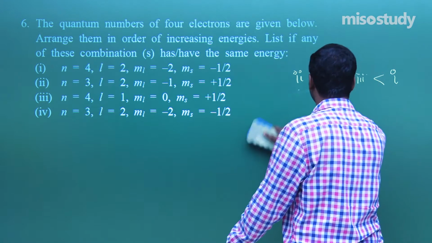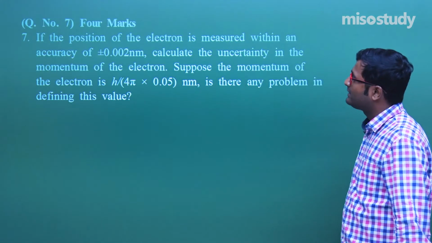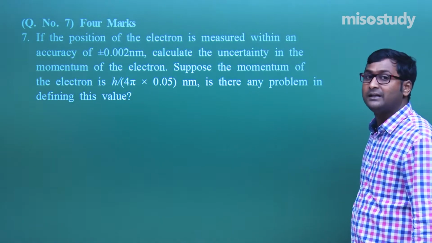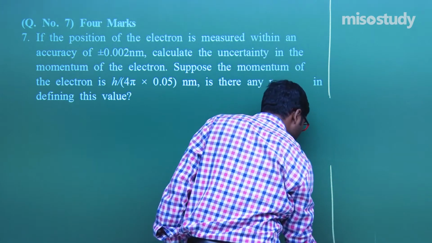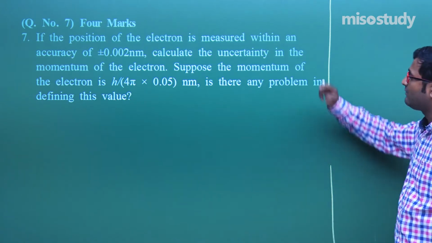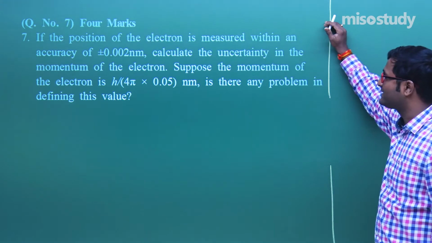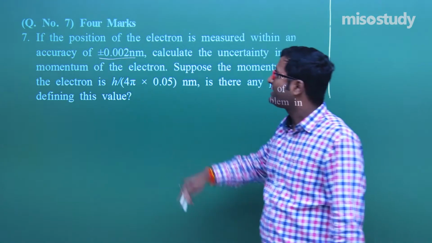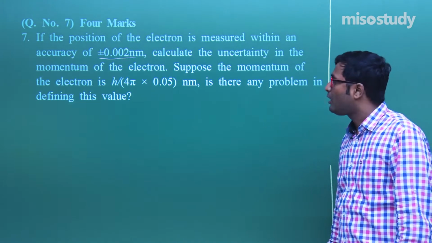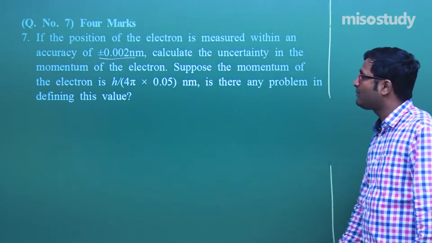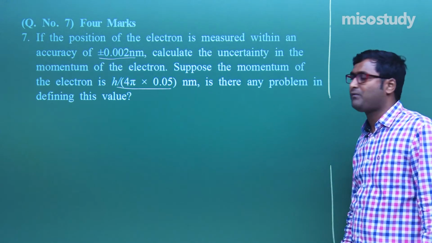Let's move to the next section. What is given here? This is a 4 marks question, which means you require a complete explanation. First of all, read the question carefully. If the position of an electron is measured within an accuracy of plus minus 0.002 nanometer, calculate the uncertainty in the momentum of the electron. Suppose the momentum of the electron is h upon 4 pi into 0.05 nanometer.